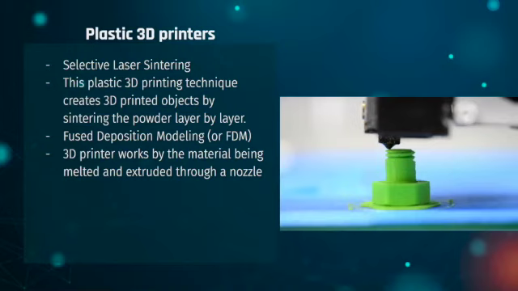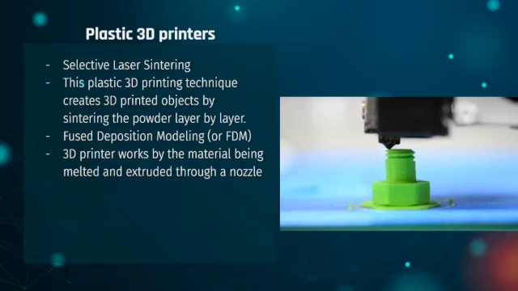So one of them is the plastic 3D printers, and plastic 3D printers also have two different ways of printing. One is selective laser sintering, or SLS. This 3D printing technique is perfect to create complex forms or interlocking parts. So how does an SLS printer work? This plastic 3D printing technique creates 3D printed objects by solidifying the powder layer by layer. The powder bed is preheated, and a laser will solidify the powder according to the 3D file.